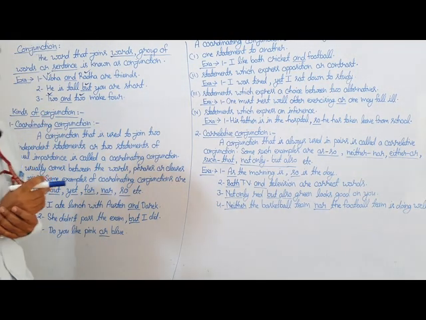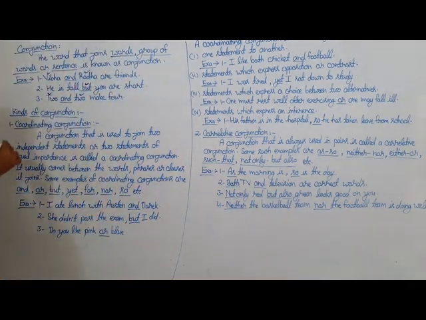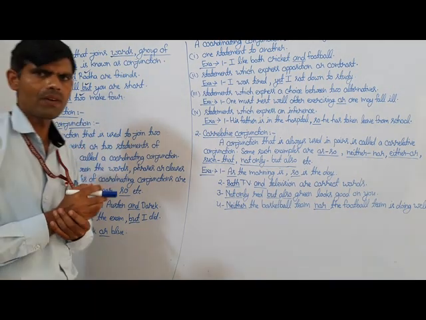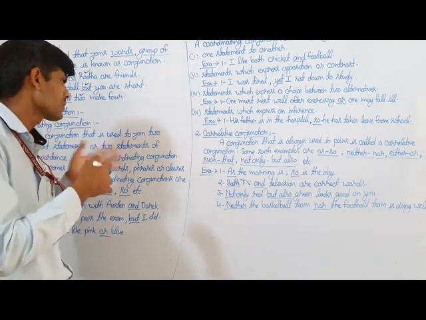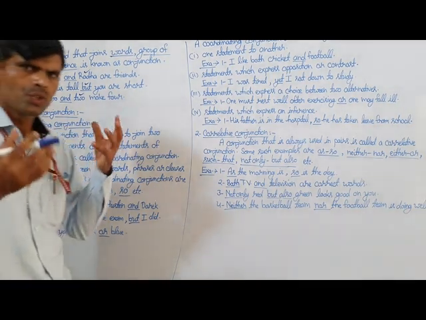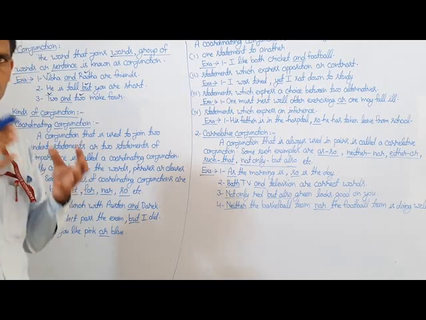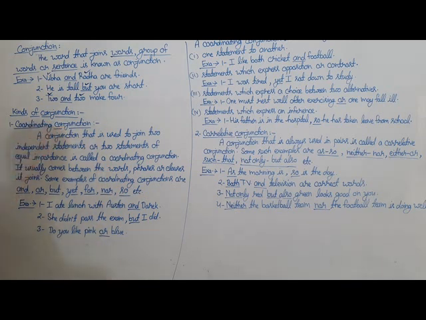As a kind of your information, let me tell you that a conjunction is of three types. There are three types of conjunction. The first one is coordinating conjunction. So what is the clear definition of coordinating conjunction, or what is coordinating conjunction? To know more about this expression, you have to see the clear detail about the same expression, and that is: a conjunction that is used to join two independent statements or two statements of equal importance is called coordinating conjunction.